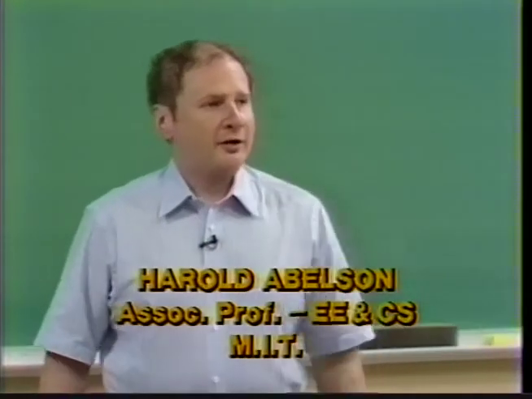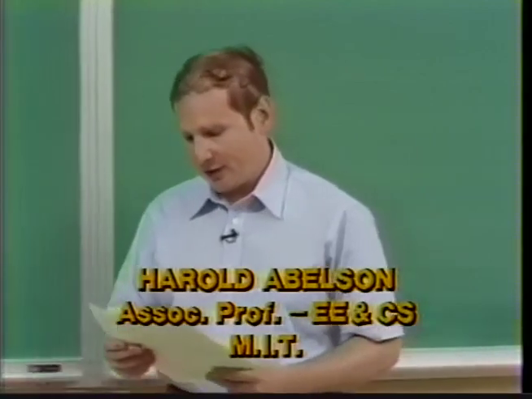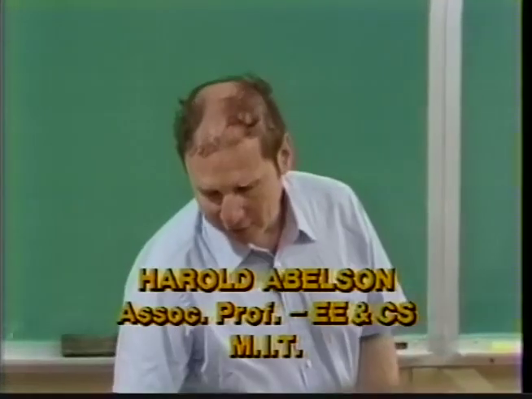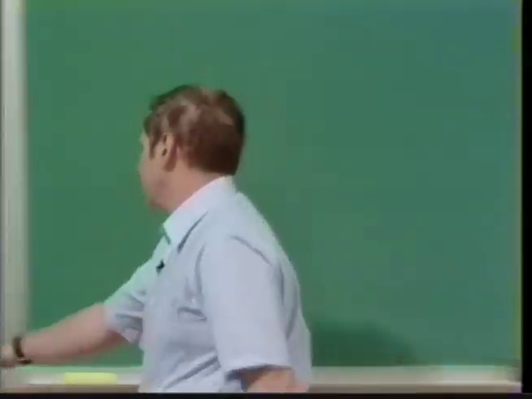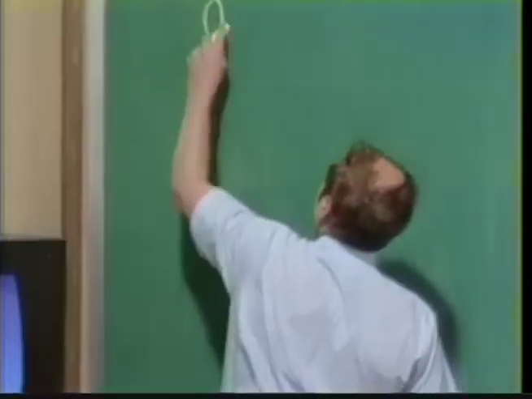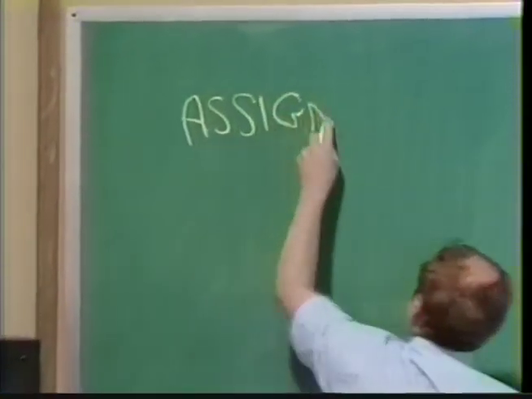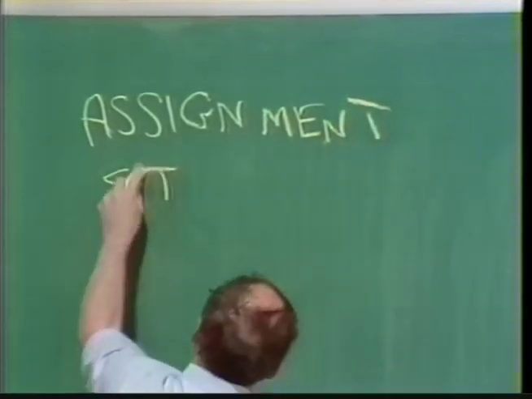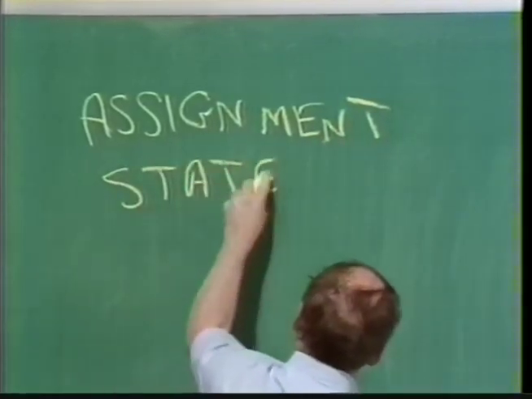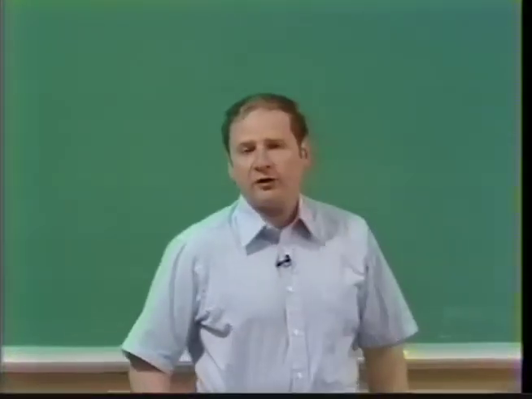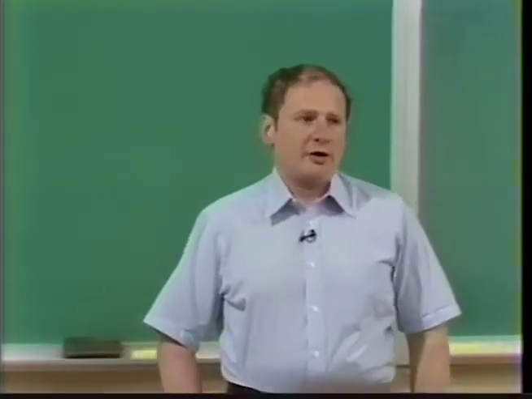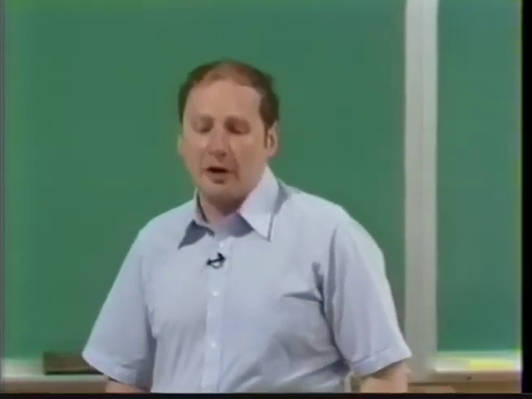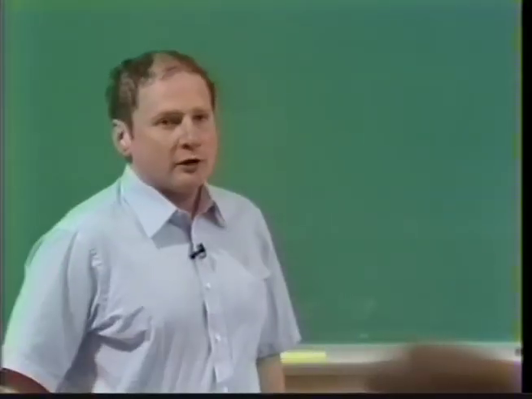Well, last time, Jerry really let the cat out of the bag. He introduced the idea of assignment. And state. And as we started to see, the implications of introducing assignment and state into the language are absolutely frightening. I mean, first of all, the substitution model of evaluation breaks down.